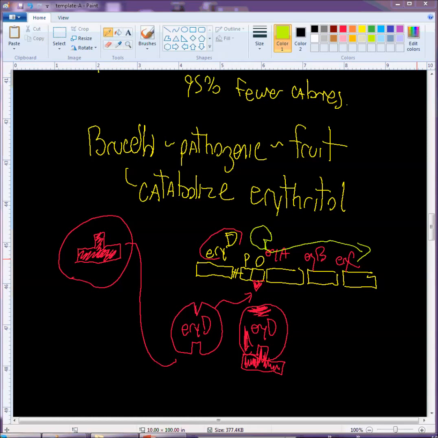And as a result, it appears to be under inducible control, right? So it is inducible. We add erythritol. Erythritol binds to the repressor, and the repressor does not repress anymore. So the operon is induced by the presence of erythritol.